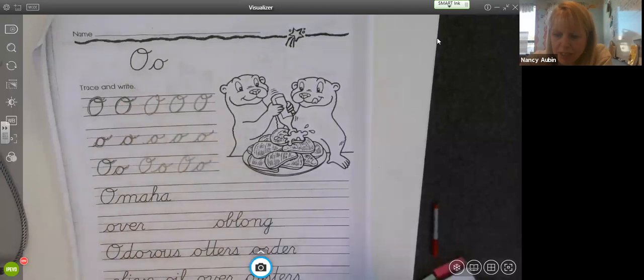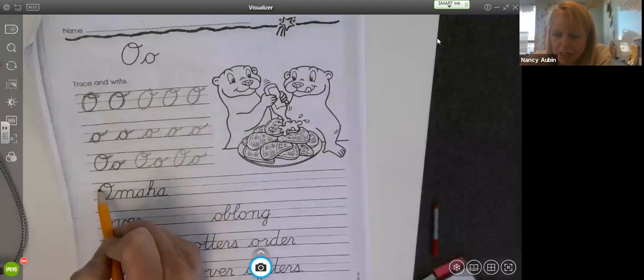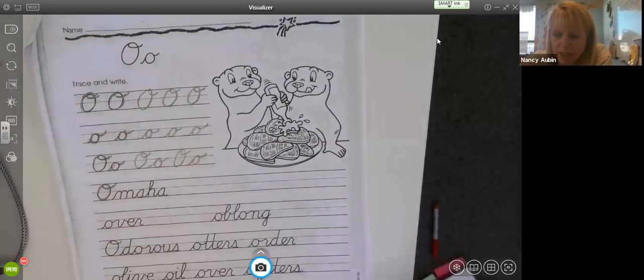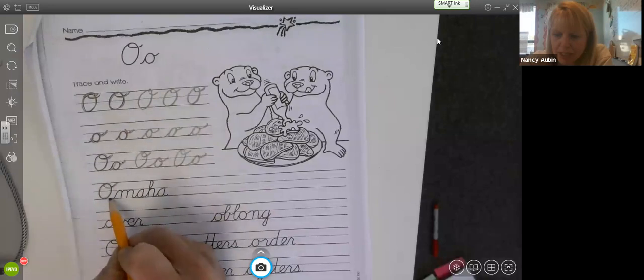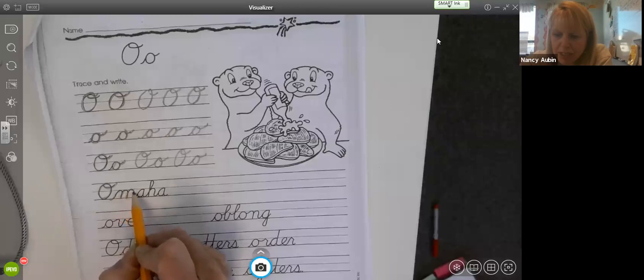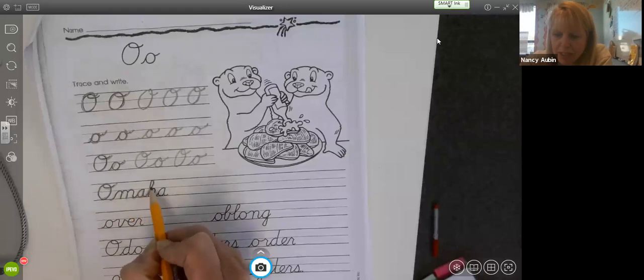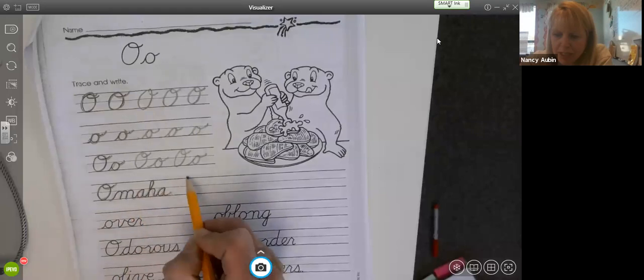And here's one, Omaha. Notice that you're not going to connect your capital O to the M. So you have to pick up your pencil, bring your pencil down to the grass line for your hump letter M, 3 humps for an M, only 2 for an N, 2 o'clock letter A, loop letter H, 2 o'clock letter A, Omaha.